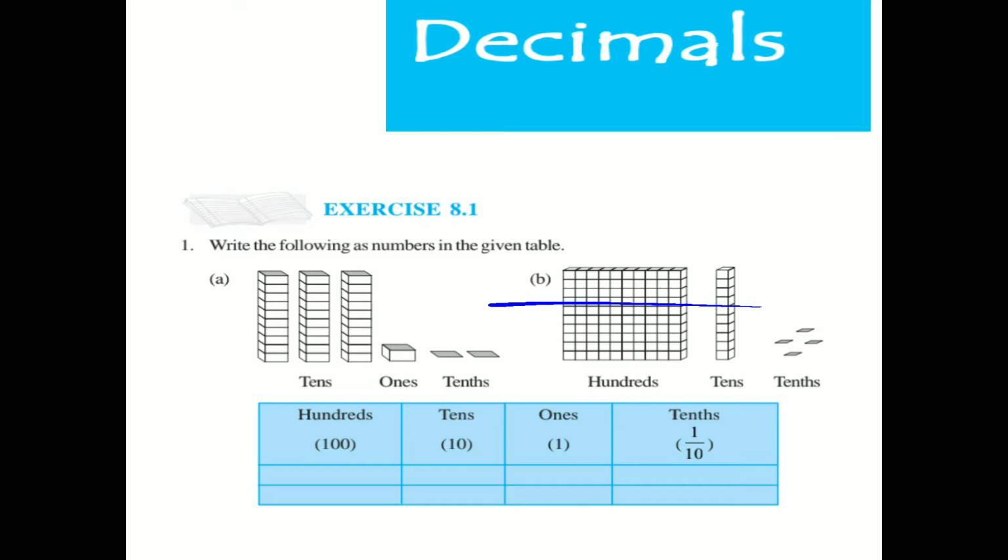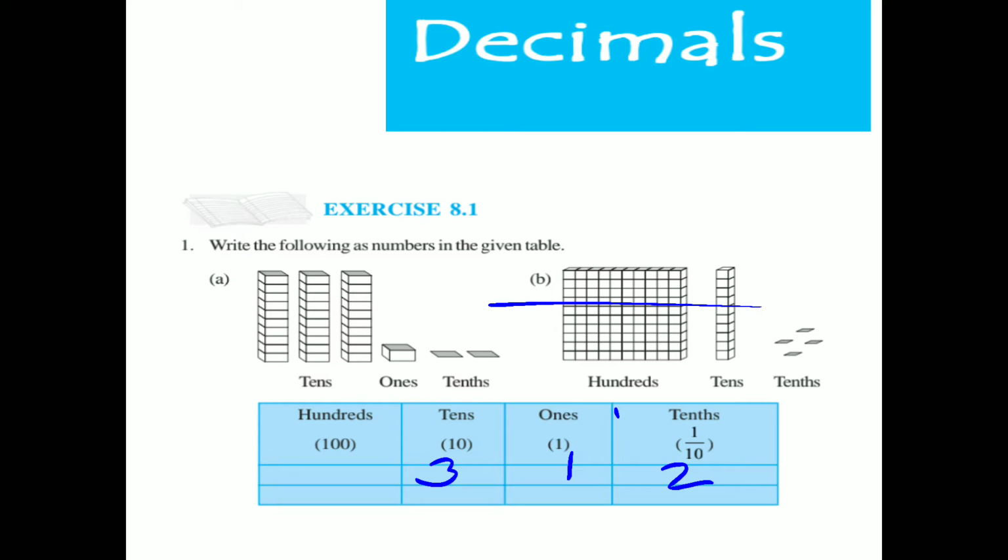Exercise 8.1, question number 1: write the following as numbers in the given table. Now in A part, there are given tens. How many tens are there? 3. So you write 3 in the tens place. How many ones are there? 1. How many tenths are there? 2. So you write it in this manner. Clear? So the answer will be 31.2, because after the 1 the point will come.